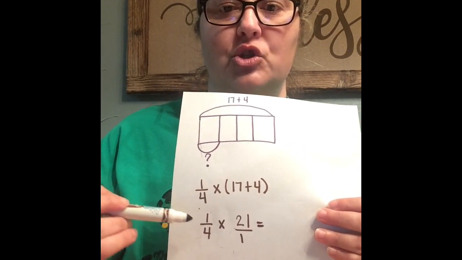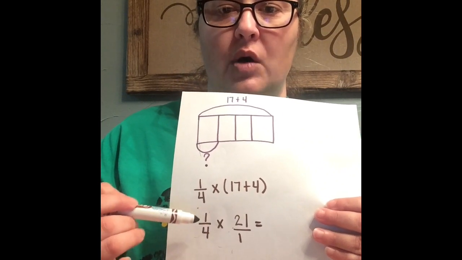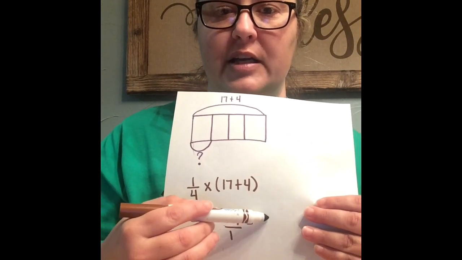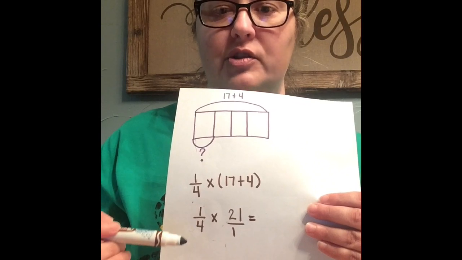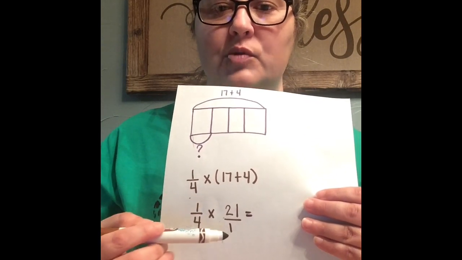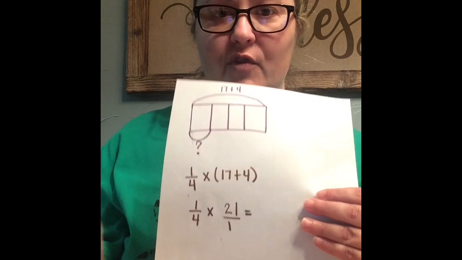And we're going to multiply straight across our numerators. 1 times 21, and that's going to be our new numerator in our answer. And then we're going to do 4 times 1, and that's going to give us 4 for the denominator. Okay, so I'm going to write that down.